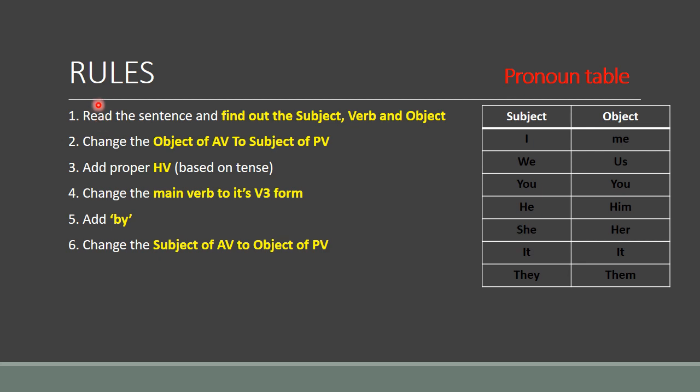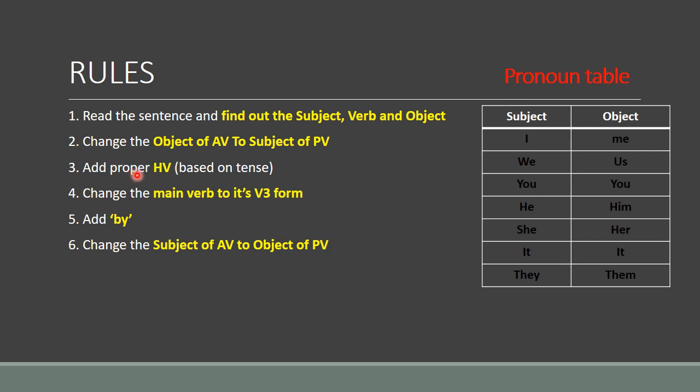So, rules I have brought for you. Read the sentence and find out the subject, verb and object. That is the first and foremost work you have to do when you change an active voice sentence to passive voice. And change the object of AV, AV is the short form of active voice I have used here, to subject of PV, and add a proper helping verb.